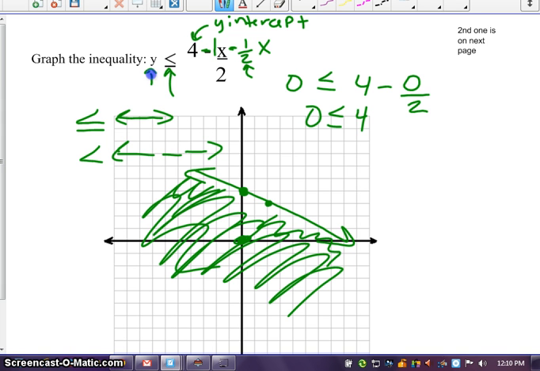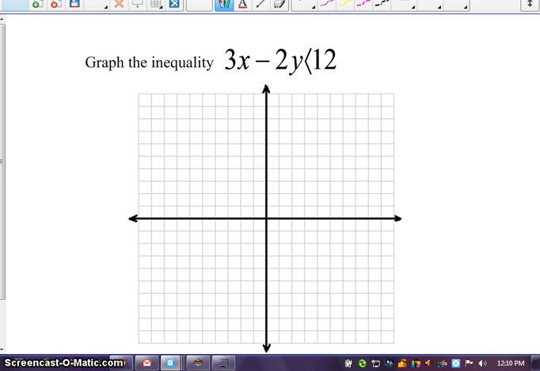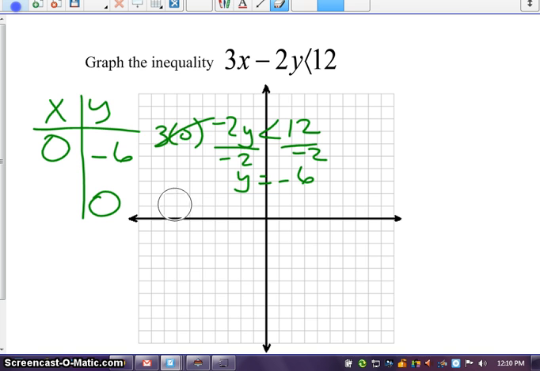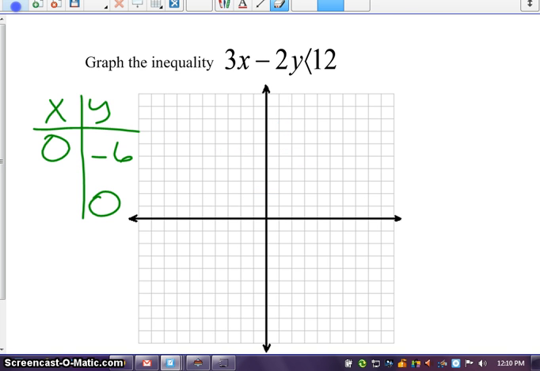Let's do another one. So we're going to a different one. This one is not in slope-intercept form; it's in standard form. Now remember to graph standard form, make an xy table, and you plug in your x and y intercepts, which are zeros for those. So for this first one, we have 3 times 0 minus 2y is less than 12. So this goes away. And we divide by negative 2 on both sides, so y is equal to negative 6. We have a point, that first point is 0, negative 6.